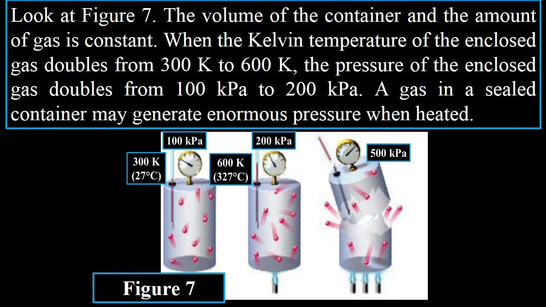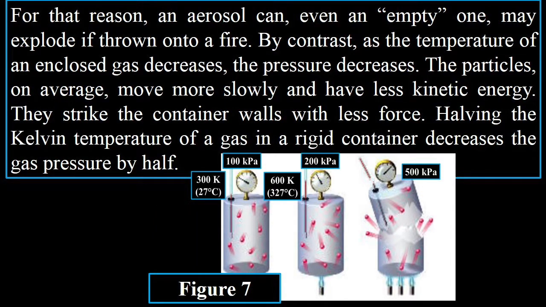Look at figure 7. The volume of the container and the amount of gas is constant when the Kelvin temperature of the enclosed gas doubles from 300 to 600. The pressure of the enclosed gas doubles from 100 kilopascals to 200 kilopascals. A gas in a sealed container may generate enormous pressure when heated. All of a sudden the volume has to change. All of a sudden now we're in combined gas laws where there's going to be a change in volume. It just simply explodes.